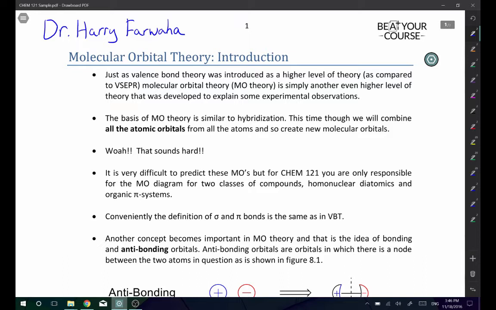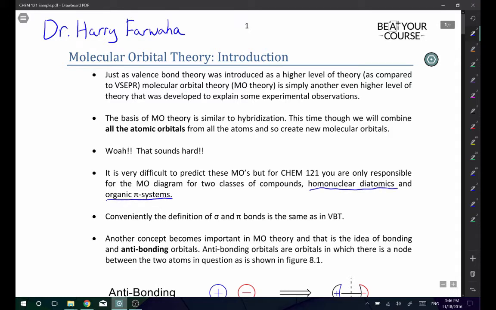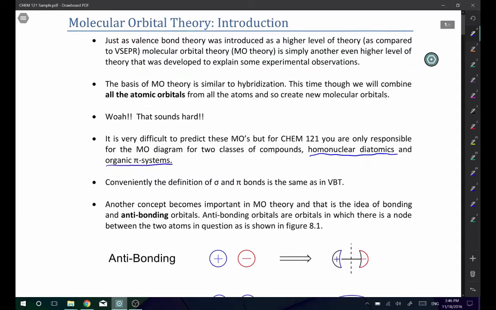Now luckily, it can be very tricky when you're dealing with complicated compounds, so we're only dealing with, in this example, two different types of molecular orbitals: homonuclear diatomic orbitals for second row elements, and also organic pi systems. So we have that over here, two situations. I'm first going to talk about homonuclear diatomic molecules, and then I'll switch to organic pi systems, which some people find a little trickier.